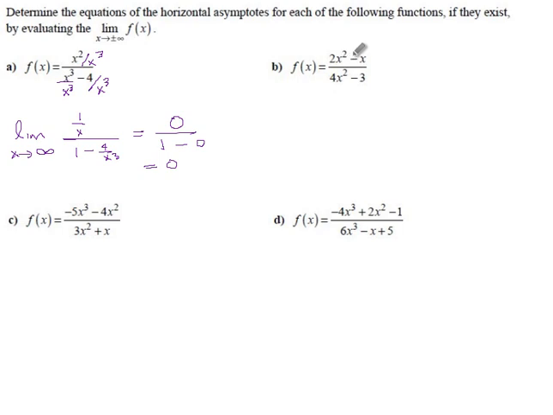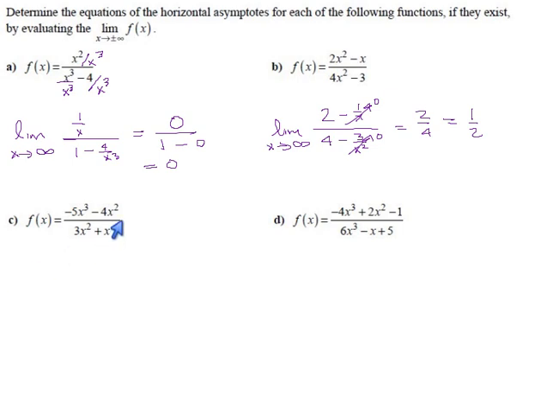Here, the highest power is x squared, so if we divide everything by x squared, we get 2 minus 1 over x for our numerator. Downstairs, we get 4 minus 3 over x squared. Limit as x goes to infinity. These two terms are going to vanish, and we get 2 over 4, which of course reduces to 1/2.